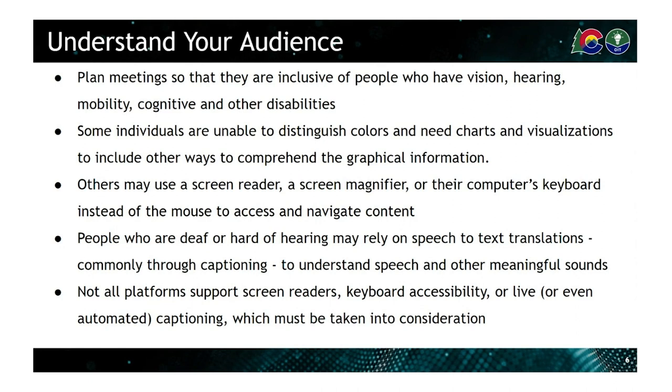Some individuals are unable to distinguish colors and need charts and visualizations to include other ways to comprehend the graphical information. So again, reevaluating your reliance on color to distinguish importance. You want to make sure that you have other ways so that those folks can comprehend that information. Others may use a screen reader, a screen magnifier, or their computer's keyboard instead of the mouse to access and navigate content. So just thinking about what you're sharing within that meeting is accessible in many different ways.